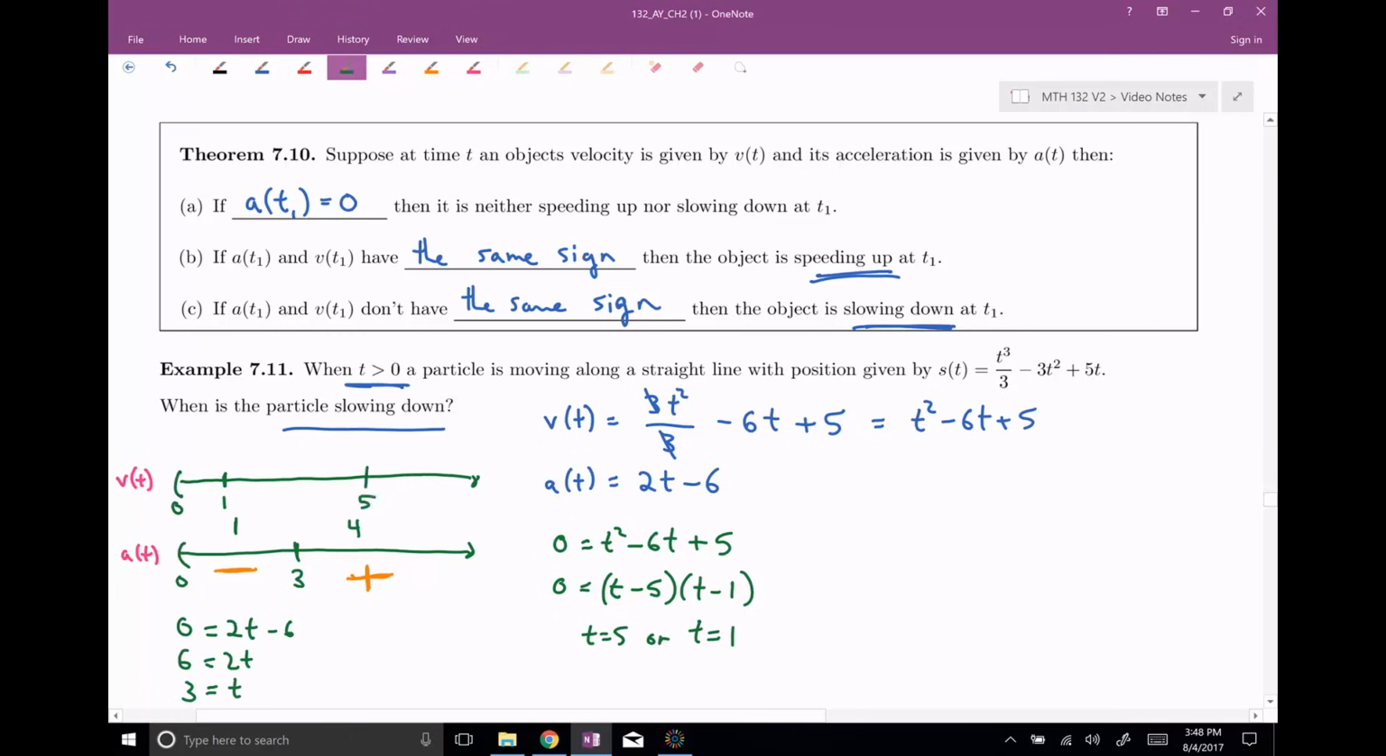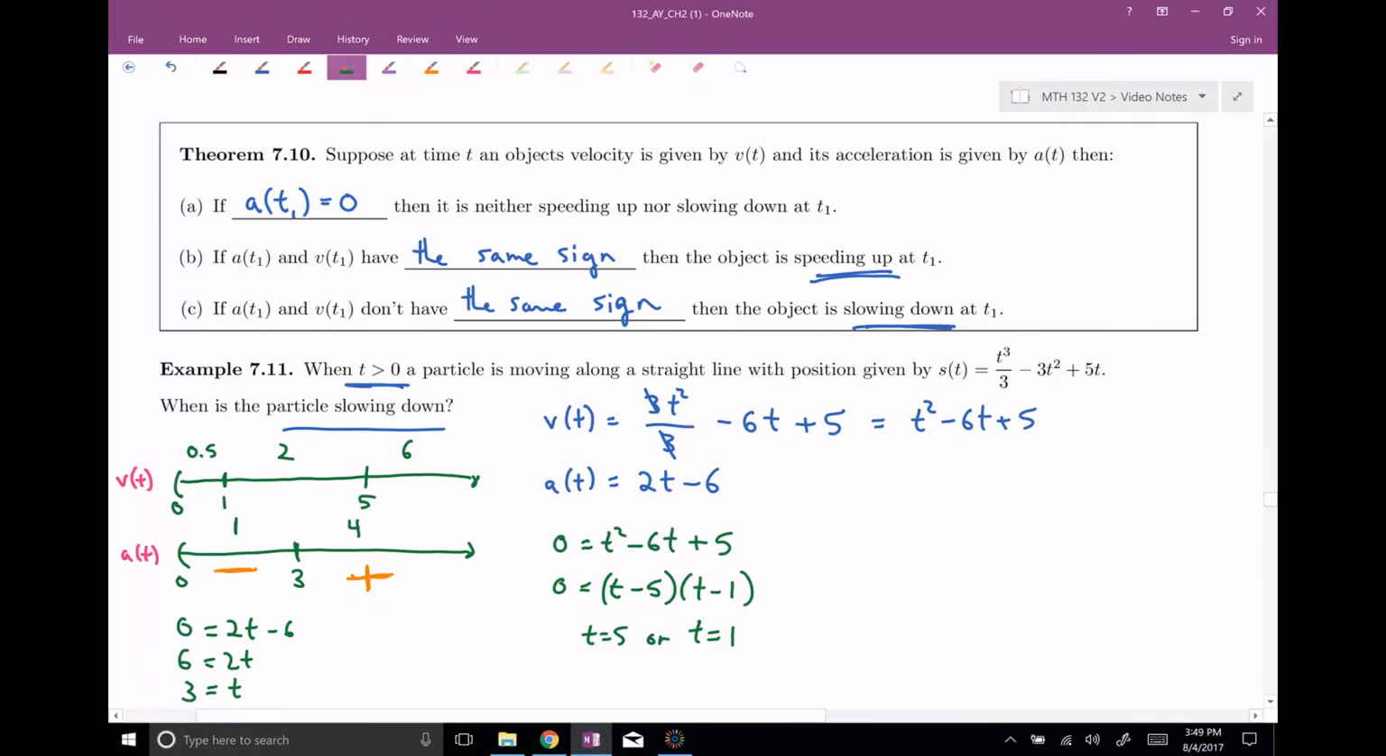Let me choose test points as before. This is a little bit nasty because there's no nice integer between 0 and 1, so I'm just going to choose 0.5, or 1/2 if you'd like. Then between 1 and 5, I'll choose the test point 2. And then between 5 and infinity, 5 and bigger, I'll choose the test point 6.